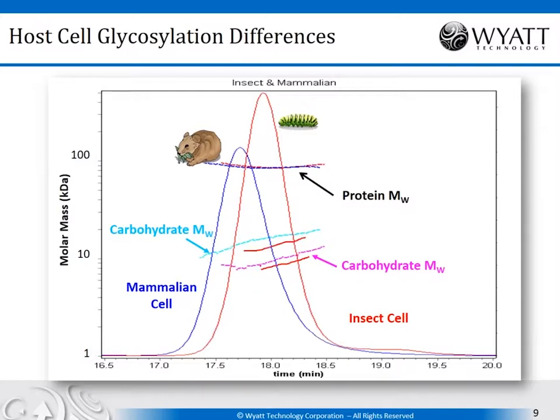In addition to the fact that these two expression systems produce different degrees of glycosylation, we also see the degrees of heterogeneity across each of these peaks. So by looking at the variation in the carbohydrate molecular weight across each peak, we can determine how heterogeneous each of these expression cells produces.